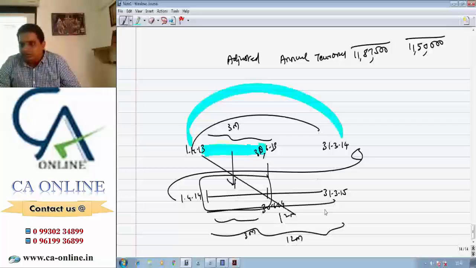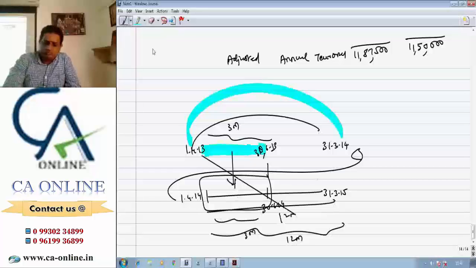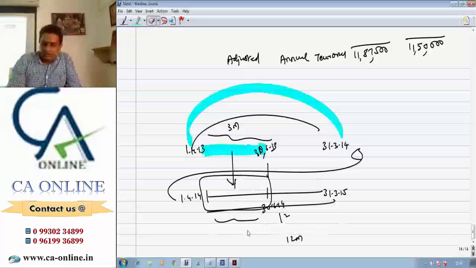Can you understand? In this problem, in the last problem, what was the standard turnover? Last problem, question number 8. What was the standard sales? 22 lakhs. What was the annual sales? Last problem. 44 lakhs. So it is similar to the last problem.